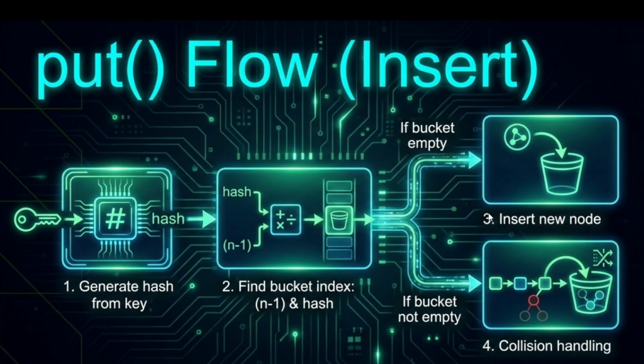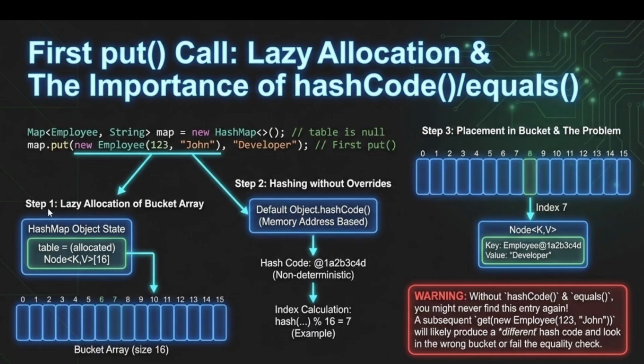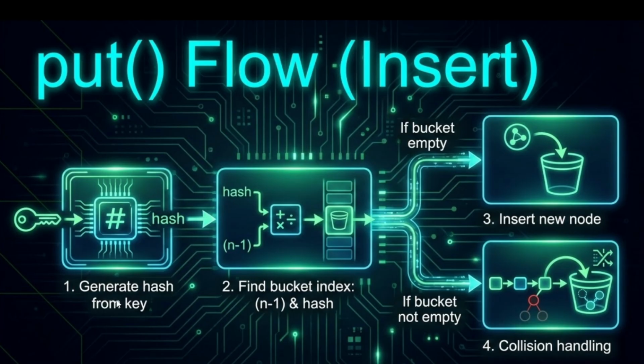Now, how the put flow works, that insert will happen whenever we send a key. Whenever we send a key as a new employee object, it will generate a hash from the key. After that, it finds a bucket index, with some formula, and based on that we create an index. If the bucket is empty, the entry will be inserted into the bucket. If the bucket is not empty, collision handling will be done here. It is based on the hash code.